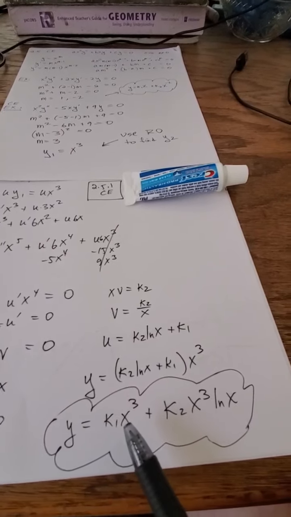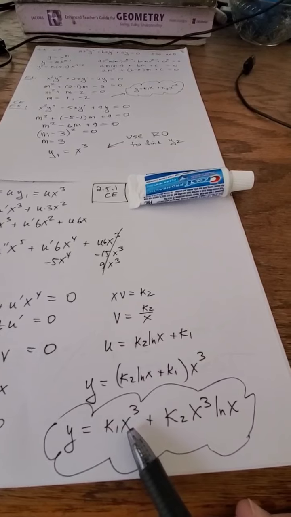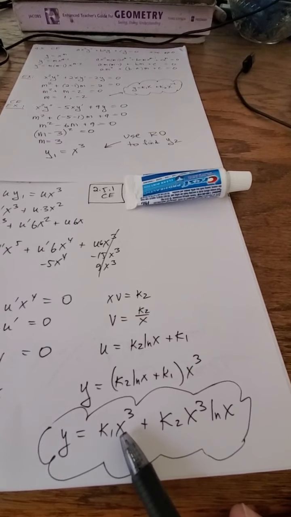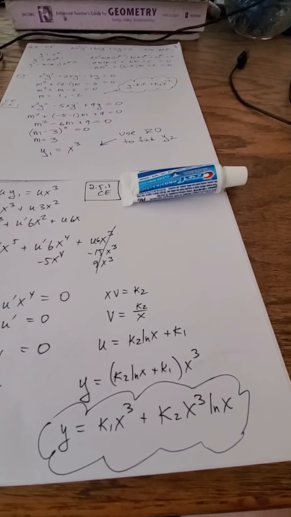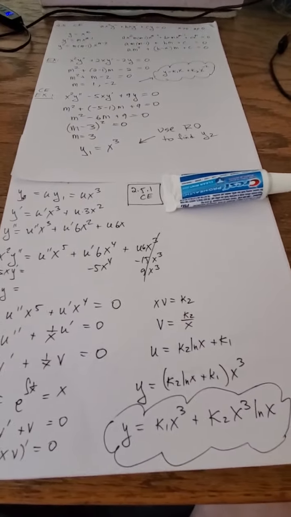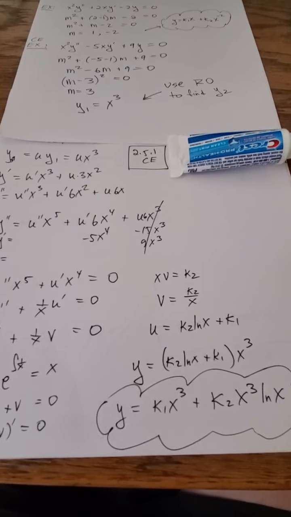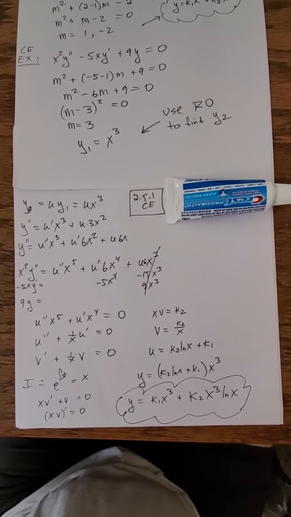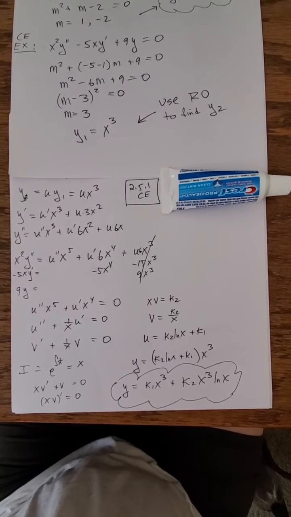So y is equal to k1 x to the third, which is the y1 we got before when we first started this whole mess, plus k2 x to the third ln x, which, if you recall, is the exact same final answer we got when we used the other method, that substituting method. So there we go. It all works out good. Take good care of your teeth and they'll take good care of you, and I'm out.